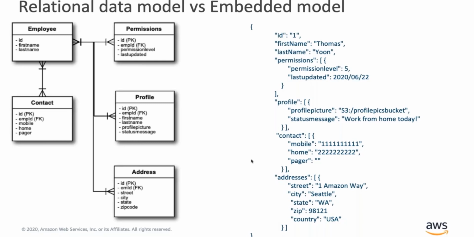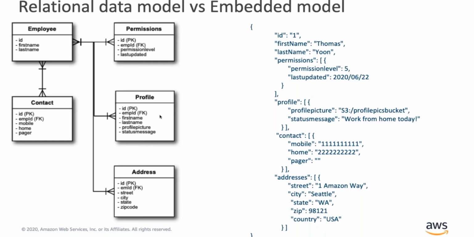The key difference here for data modeling is that for DocumentDB, we recommend customers use the document model, which is the embedded model. The easiest way to look at this is, let's say on the left, you see an employee database with 5 tables, where you have the master employee table, and then you have the permission table, the profile table, the address table, and the contact table. Each of the other tables has a foreign key relationship with the employee table, and each table essentially has its own purpose. For instance, the contact table has only information around the employee's contact, the profile has only information around the employee's profile.